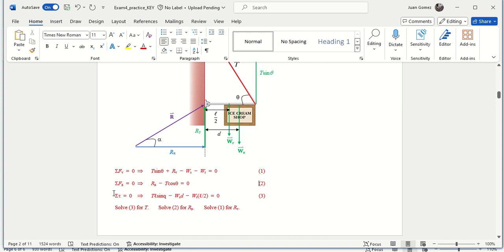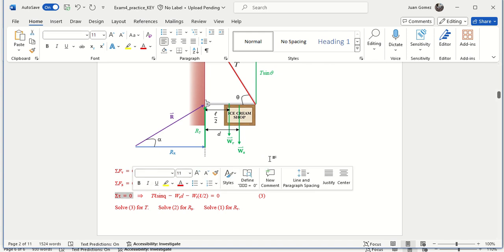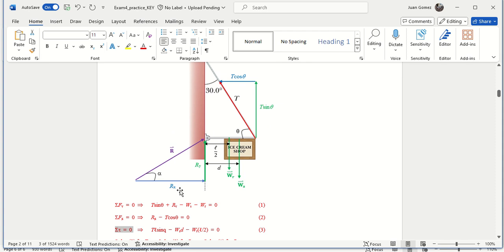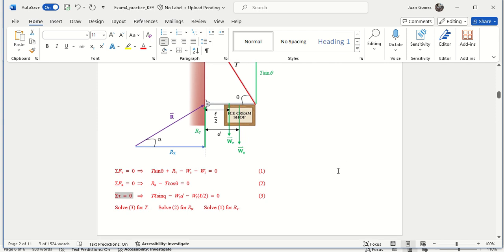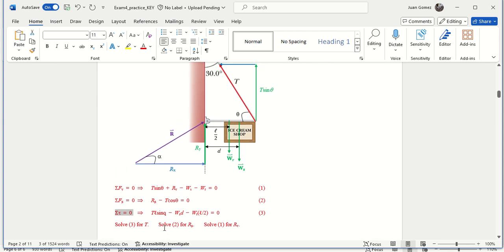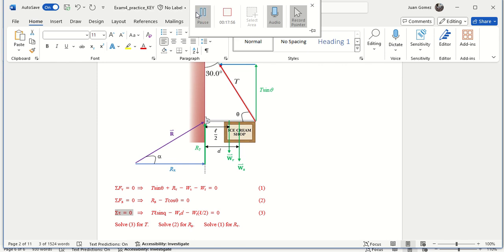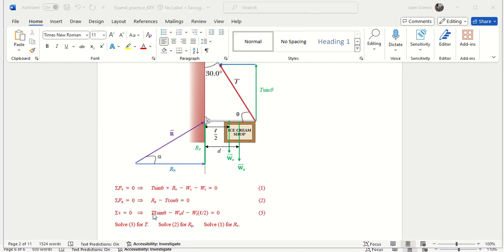Third condition for equilibrium, the sum of the torques equals 0. And we're using this hinge as our pivot. Again, the reaction force creates no torque because it acts at the rotation axis, at the pivot. By now, hopefully you know the torque due to the tension force is positive. The torques due to Ws and Wr are negative.